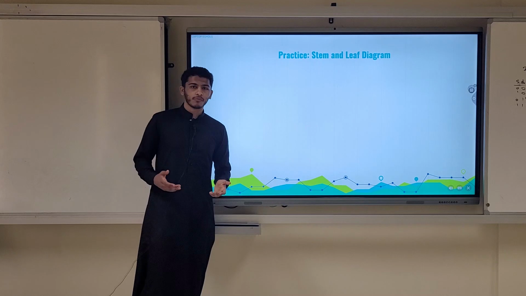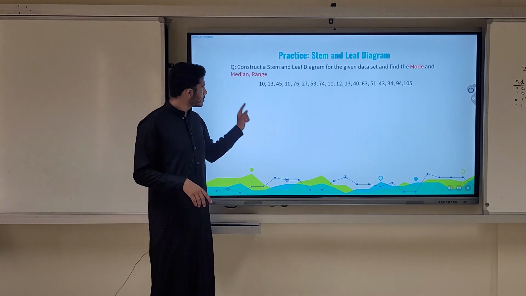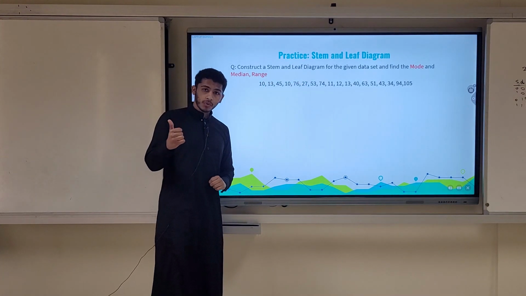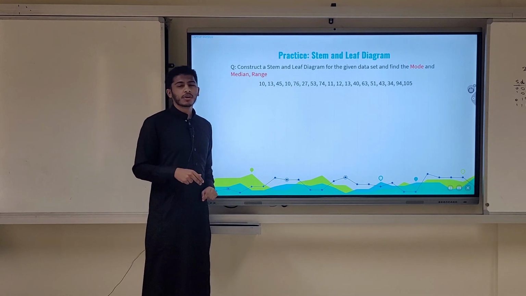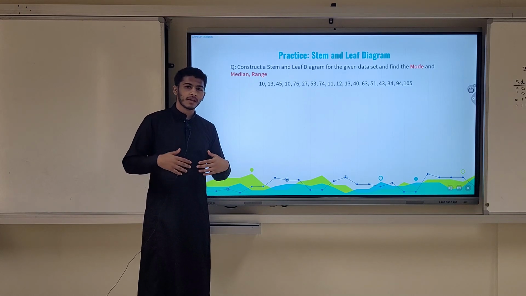Now let's have an example of how to solve a stem and leaf diagram. Well, we are presented with this question: construct a stem and leaf diagram for the given data set and find the mode, the median, and the range. Well, I think that I forgot to mention the mode. The mode is the most repeated value, which is in Arabic minwal.